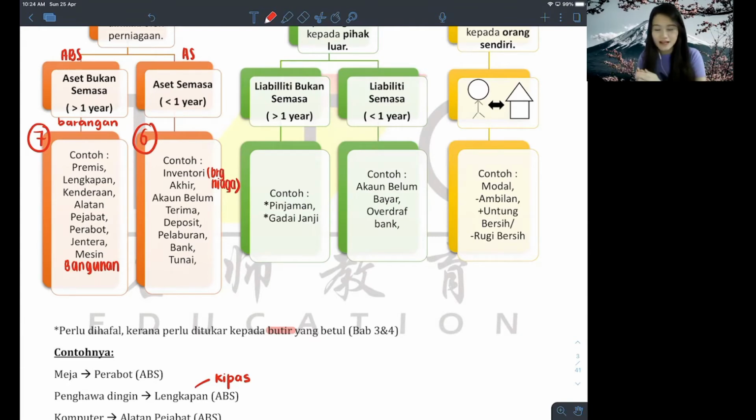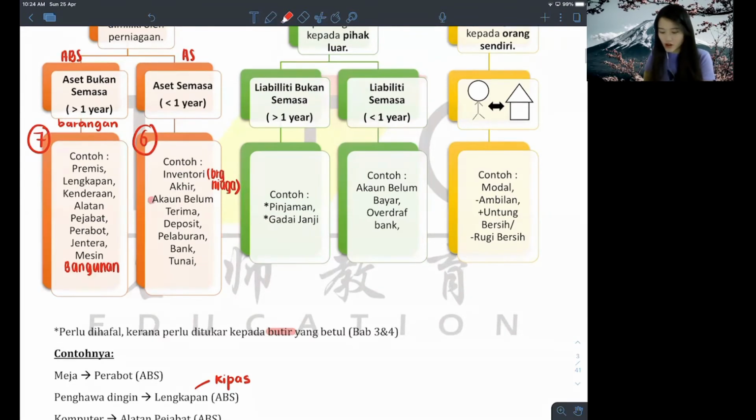This is for inventory arcade. Now, for the rest, it's all in money form, except for one that is called account belum terima.